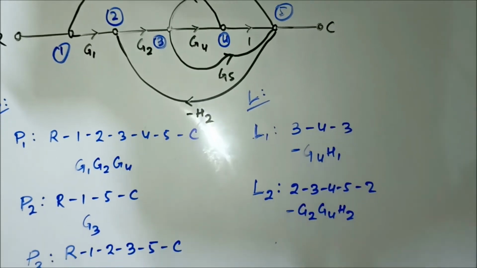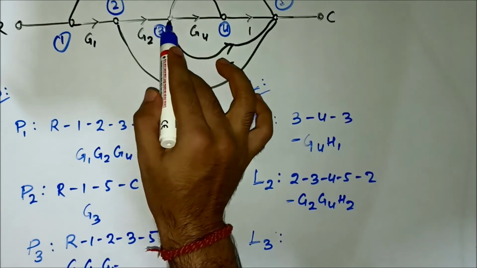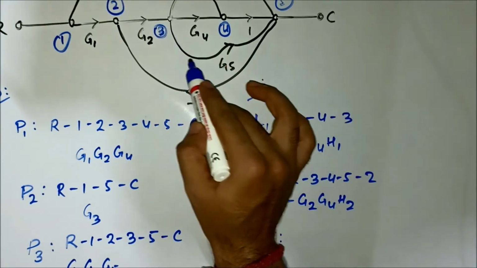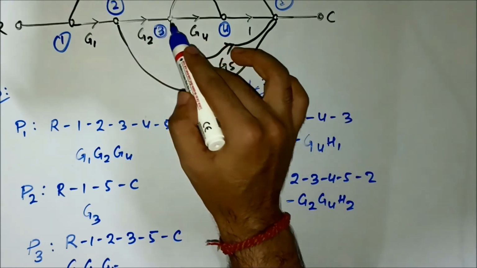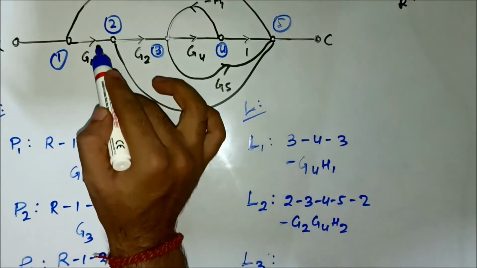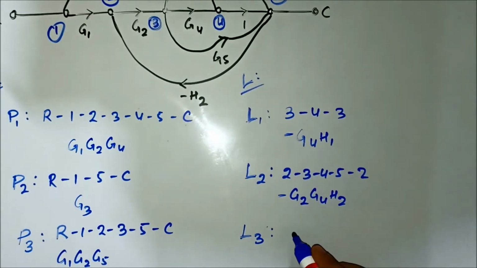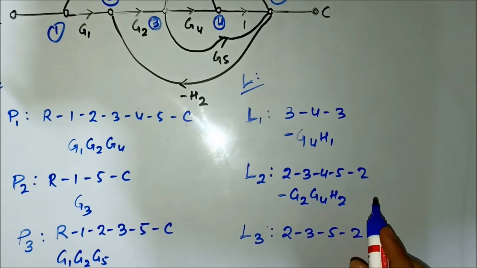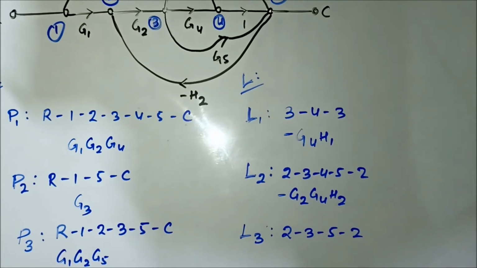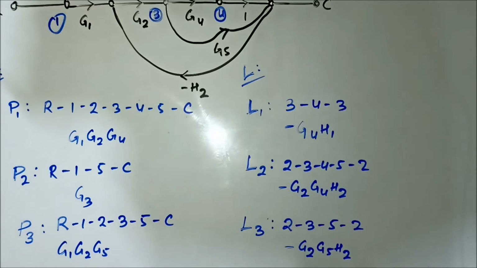And then another loop is, pay attention again, 2, 3, then from 3 to 5 along this direction, this path G5, and then back to 2. See, 2 to 3, 3 to 5, 5 to 2. This is another loop which starts and ends at the same node without any node repeated more than once. So 2, 3, 5, 2, and the gain is minus G2 G5 H2. So we have identified the paths and the loops.